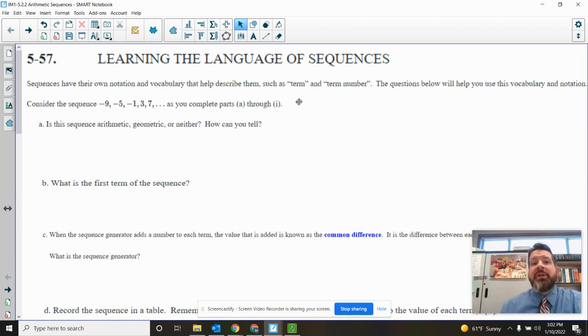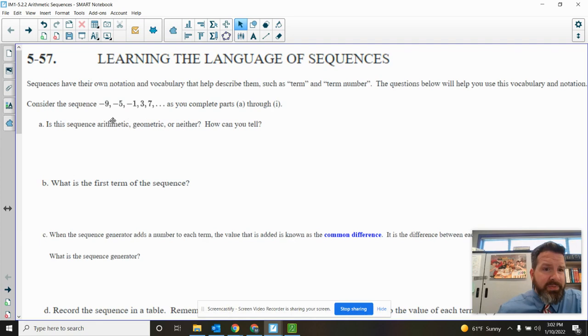So we've talked about what a term is. The terms of a sequence are simply the numbers in the sequence, and they're ordered. So the first number is the first term. The fourth number is the fourth term. The term number, so for this, it's 1, 2, 3, 4, 5, is just counting the position in the sequence.